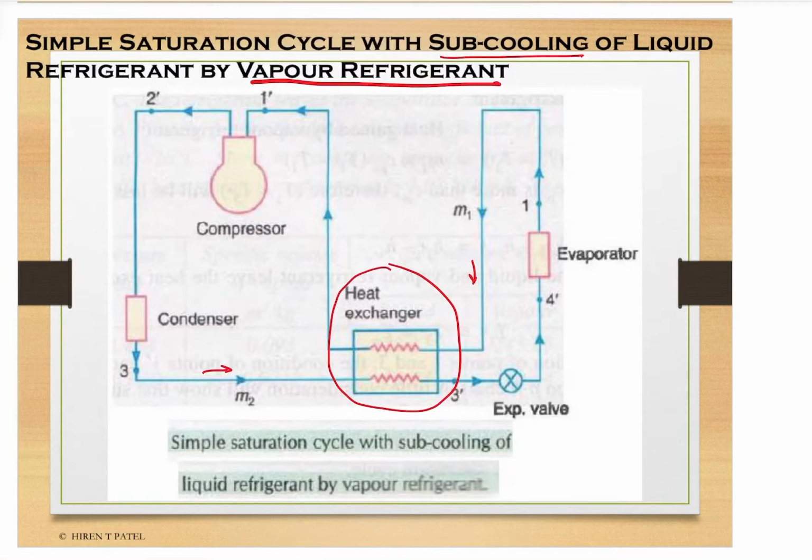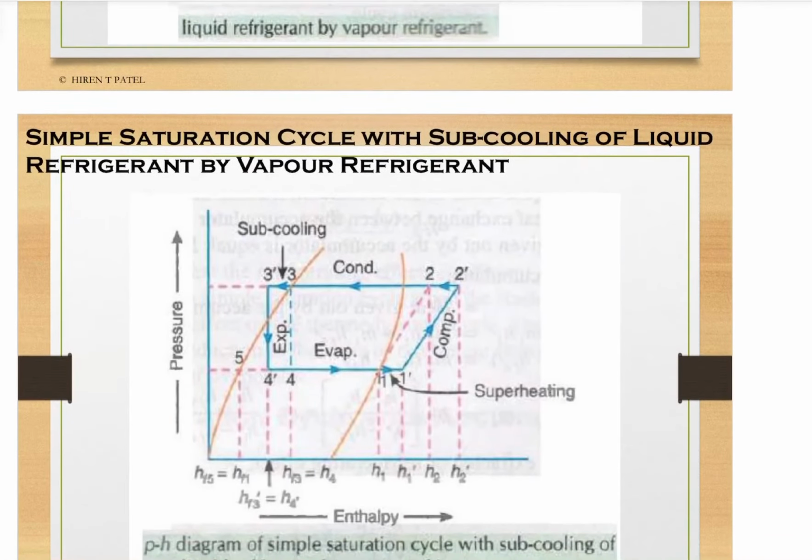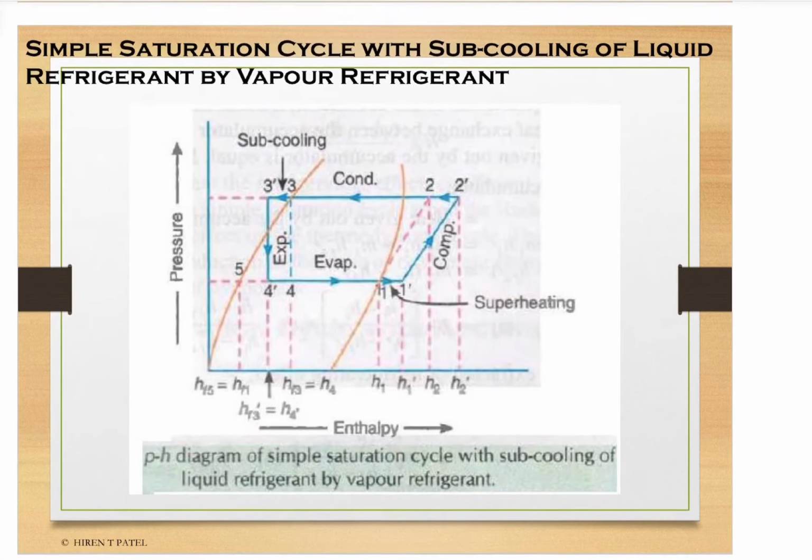So the liquid refrigerant leaving the condenser can be subcooled by passing through a heat exchanger, which is supplied with the saturated vapor coming out from the evaporator. The benefit of doing this we can see in the p-h chart. See here, that is 3 to 3 dash. So previously after condensation we had saturated liquid refrigerant, but in this case we have subcooled refrigerant.